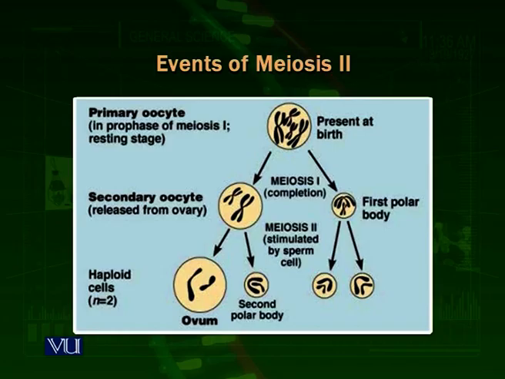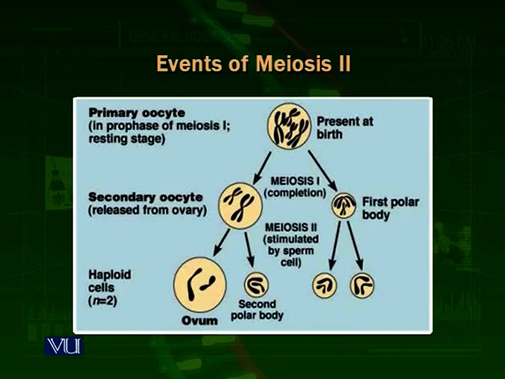In the next division, meiosis II, the polar body again divides into equal size cells, but the secondary oocyte, the other cell which is larger in size, is again divided by meiosis II, and this division is again an unequal division. The result is a very large ovum and a second polar body.